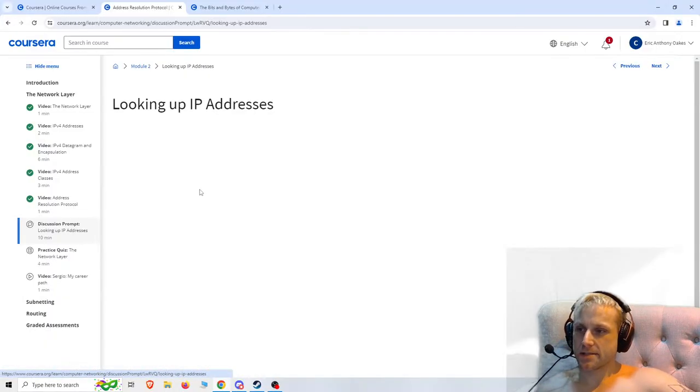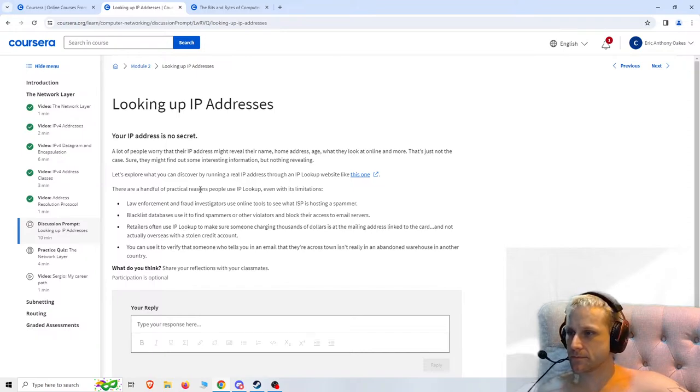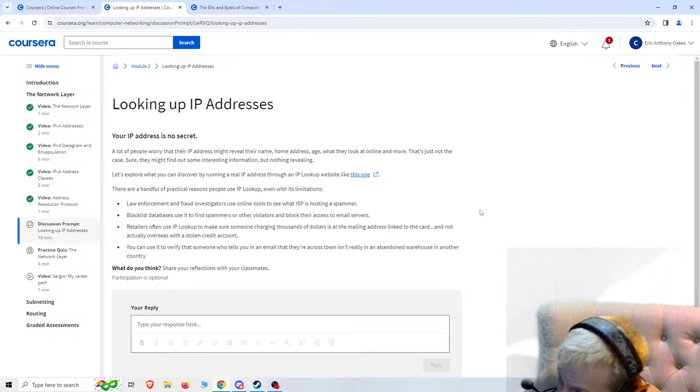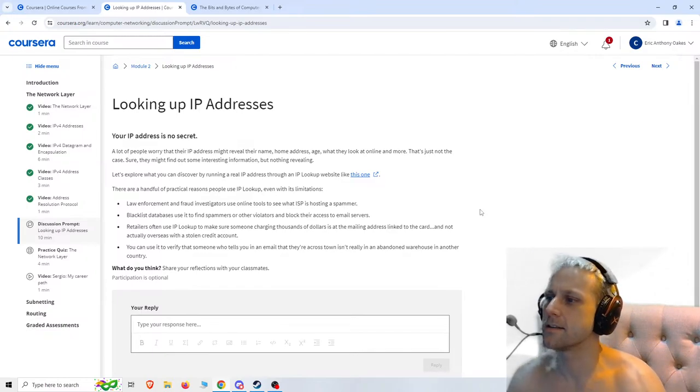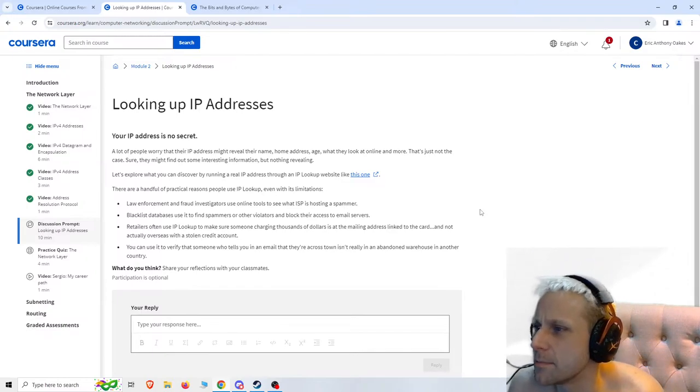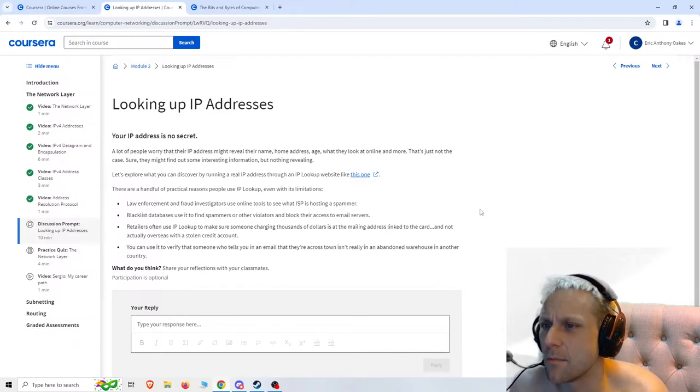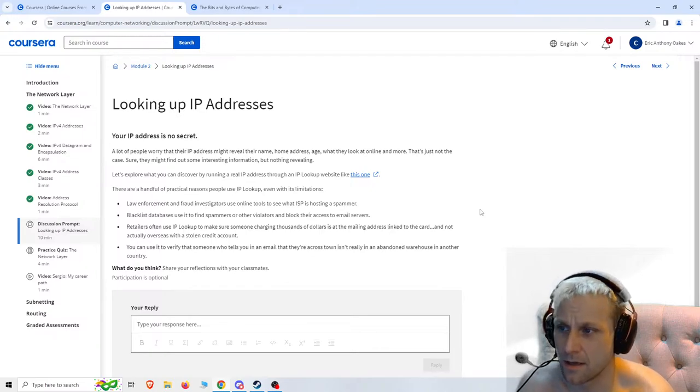Looking up IP addresses. Let's read this. I saw "law enforcement" and immediately got interested. A lot of people worry that their IP address might reveal their name, home address, age, what they look like online, and more. That's just not the case. Sure, they might find out some interesting information, but nothing revealing.